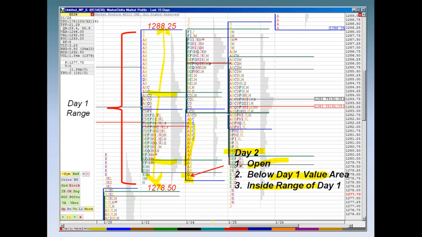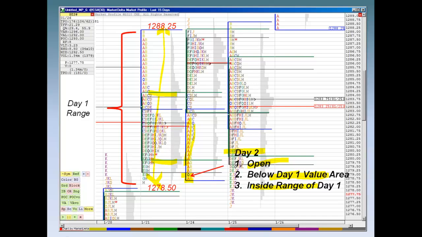By virtue of the fact that I'm opening within the range, I should be cautious and not get carried away thinking that this is going to be a strong directional day. Yes, I did have a strong directional move in the morning, but remember, I'm opening within range, so I have to proceed with caution. So let's wait and see what happens at period B.